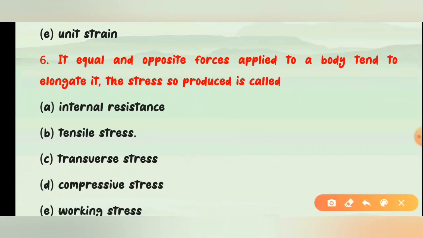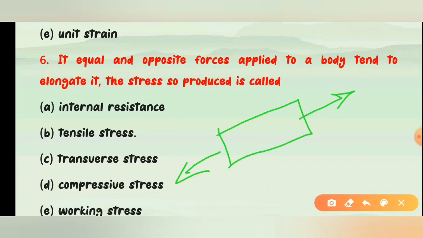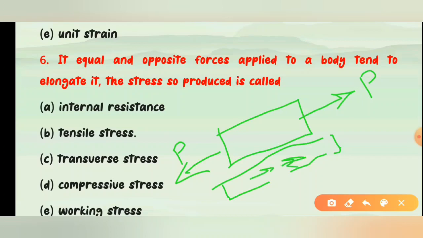Next, if equal and opposite forces applied to a body tend to elongate it, the stress so produced is called... For the elongation, if we apply the same amount of pull on both sides, then there will be an elongation in the bar. What type of strain is induced? That is the linear strain or tensile strain. Tensile stress. Option B is the correct answer.